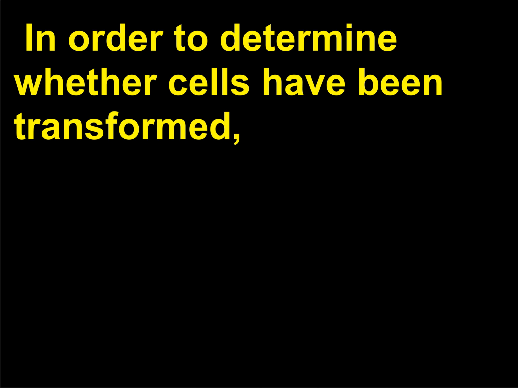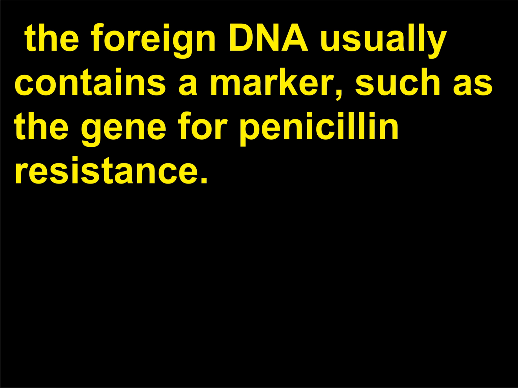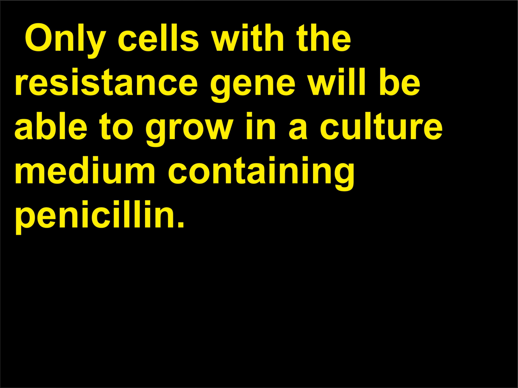In order to determine whether cells have been transformed, the foreign DNA usually contains a marker, such as the gene for penicillin resistance. Only cells with the resistance gene will be able to grow in a culture medium containing penicillin.